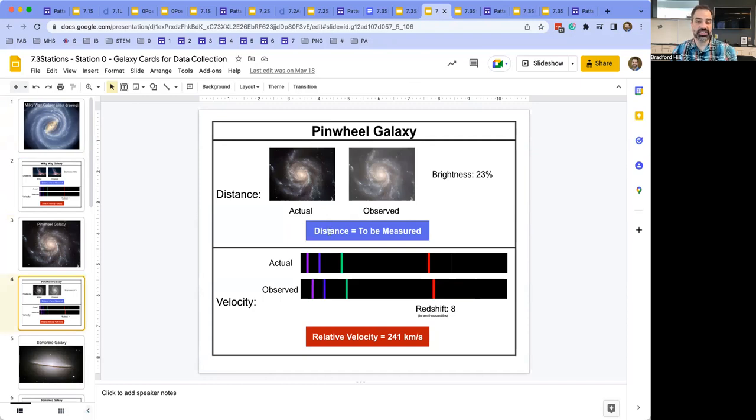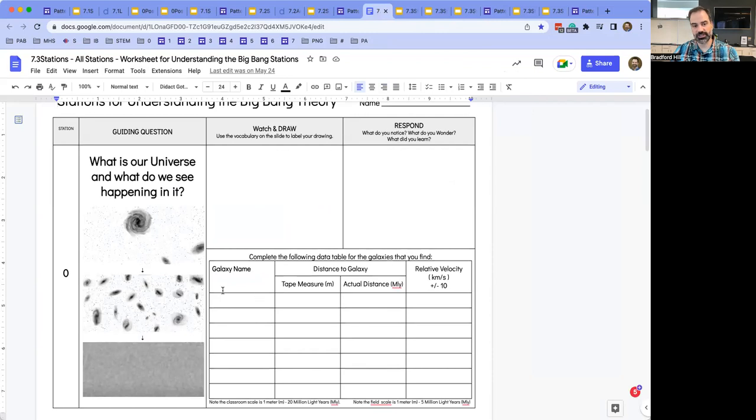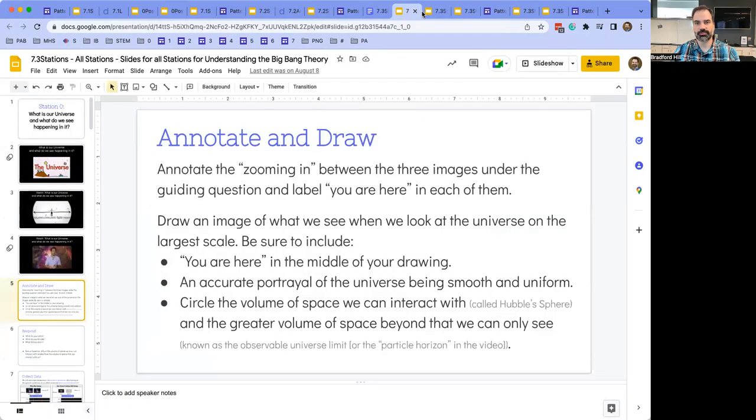Distance, they're going to physically measure the distance with meter sticks or a tape measure, something like that. And then we give them the relative velocity here. And there are some visual images on the red shift of that. But they do actually measure the distance, and it's all done to scale. So of course, they can fill this out and start to get some critical information to understanding our universe.